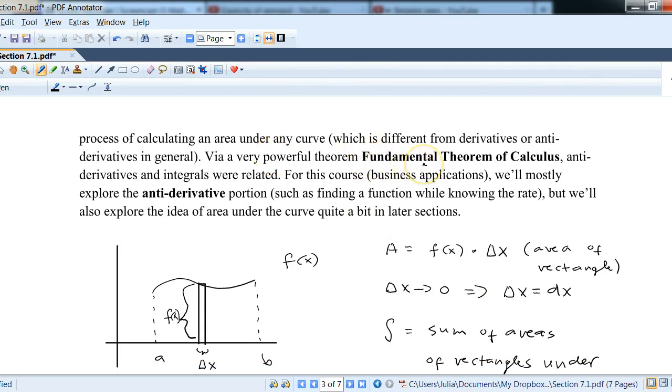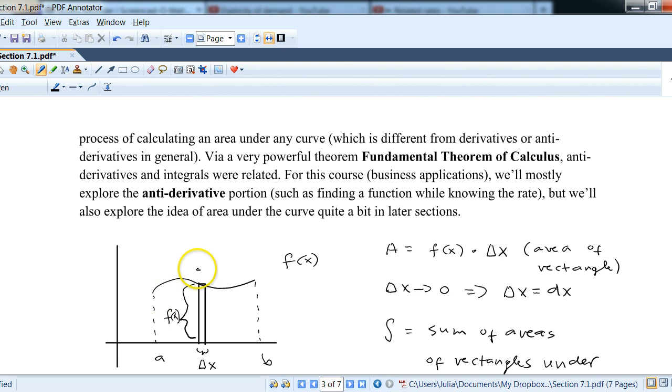In section 7.4 we're going to study a theorem called the Fundamental Theorem of Calculus that relates antiderivatives, which is what we've been practicing with the functions, and integrals, which is the area under the curve. They were related, and this is pretty amazing. The two ideas that seem a little bit different at first were actually related. For this course, which focuses on business applications, we'll mostly explore the antiderivative portion. For example, if you know the rate, like marginal cost, how do you find the cost? But we do need this idea of area under the curve so you can get comfortable with it.